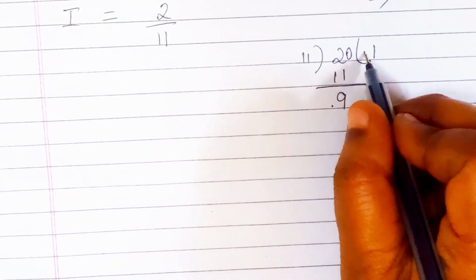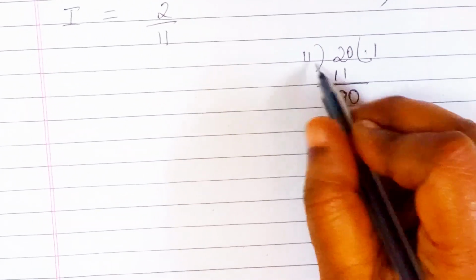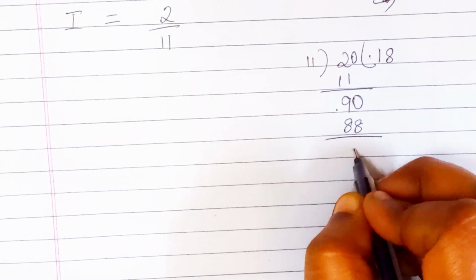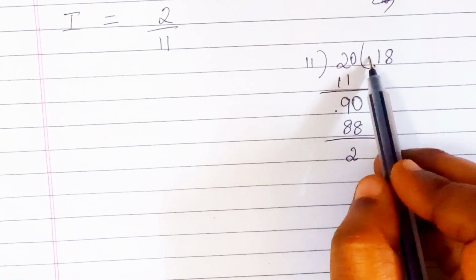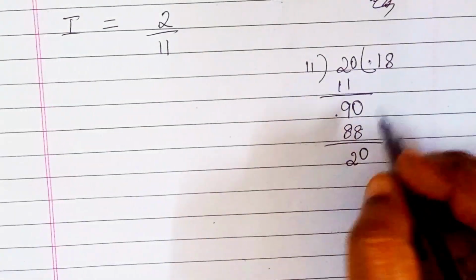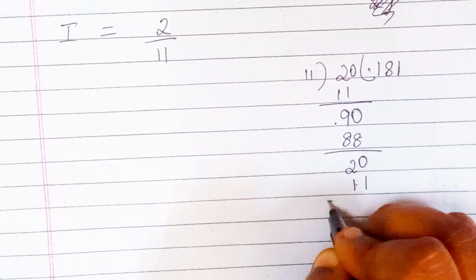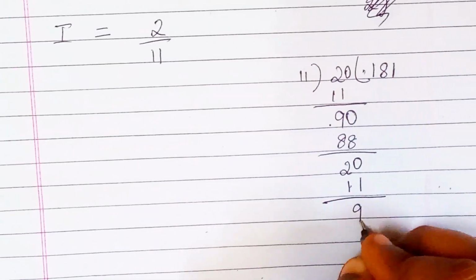Then the point is already taken, so I have to take it as 0. 11 8s are 88. So what is the remaining? The remaining is 2. Again a point is there, so this will be again 11. So again 11 ones are 11, and your remaining will be the same.